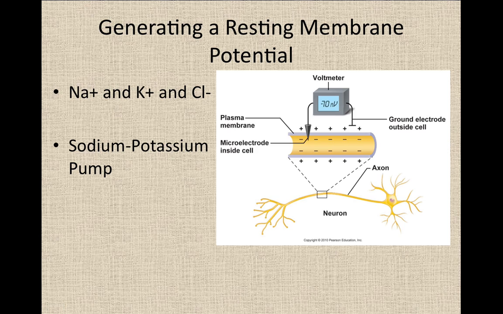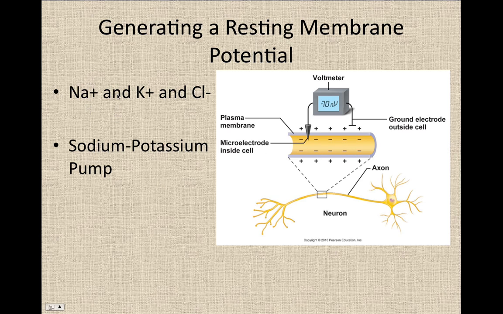So you want to keep it somewhere between negative 70 and negative 90 millivolts, so that it's close enough to reaching that threshold, but it's not so close that any little change is going to fire off an action potential. So you create this environment using a sodium-potassium pump. Now the sodium-potassium pump is going to pump sodium out of the cell and potassium into the cell. Okay, but why doesn't that keep things neutral? It's because you still have chloride, you still have those negative proteins inside the cell that keep a negative environment.